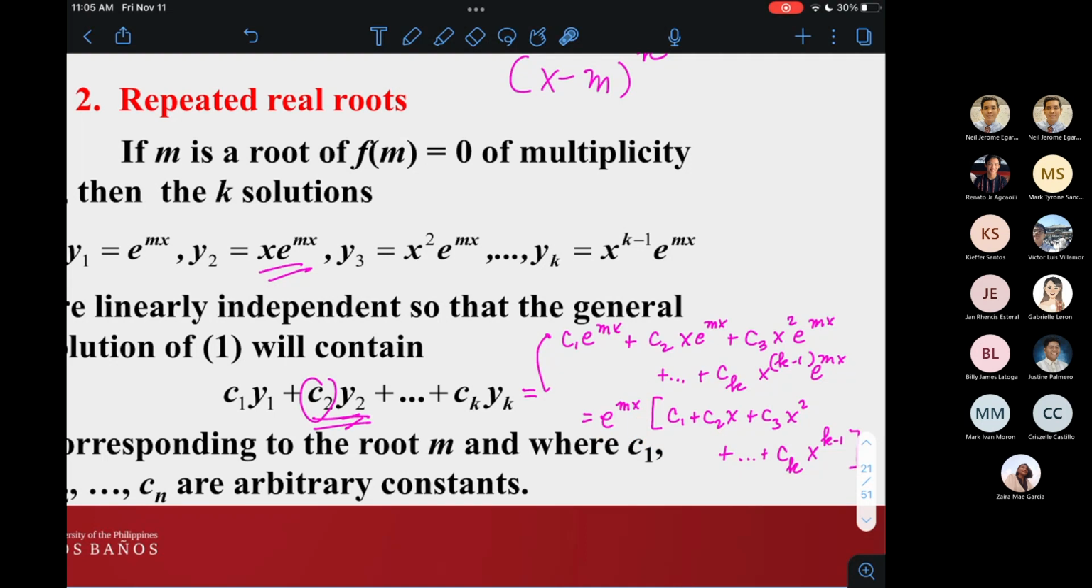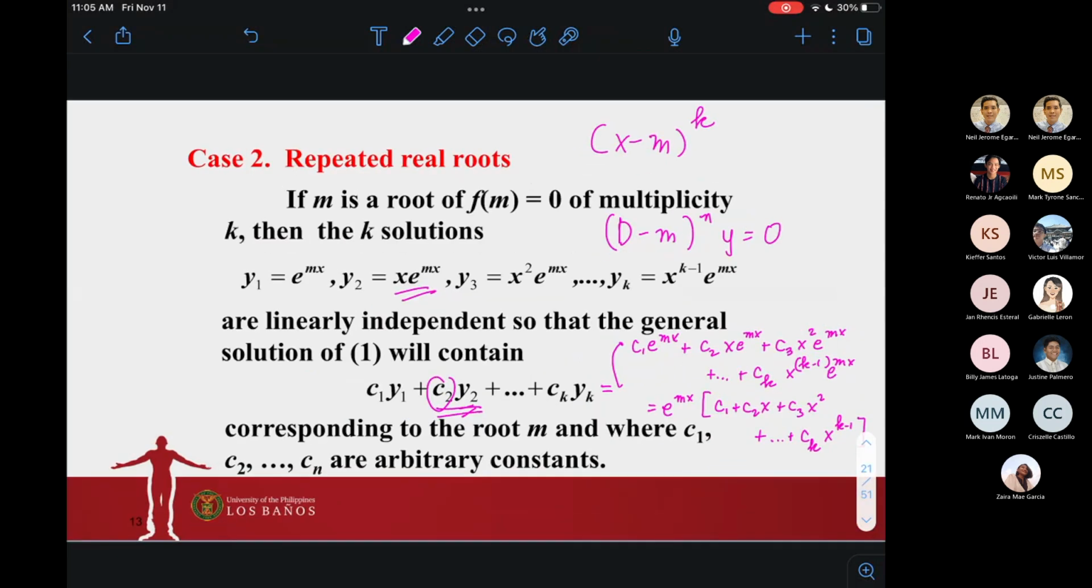Pero nakita na natin to kanina, di ba? Nakita na natin to dun sa solutions natin sa d minus m raised to the n applied to y equal kay 0. Nakita natin exponential lang to times a polynomial of degree n minus 1. So yun lamang yung sinasabi ng case number 2, which is a duplication of a result that we have observed earlier when you use the exponential shift. Okay? So ito yung gagawin kapag ka may nauulit na roots.